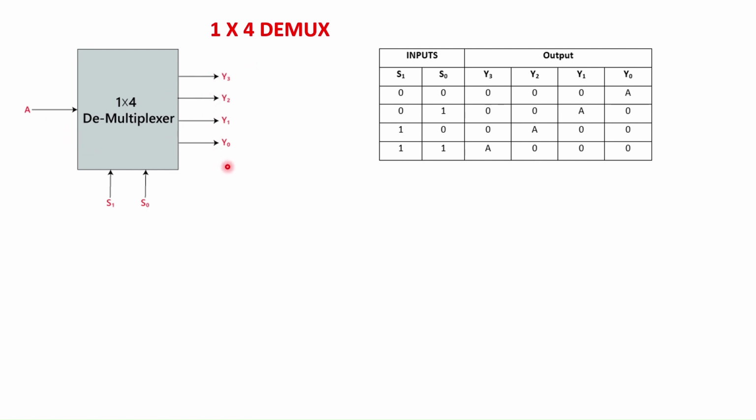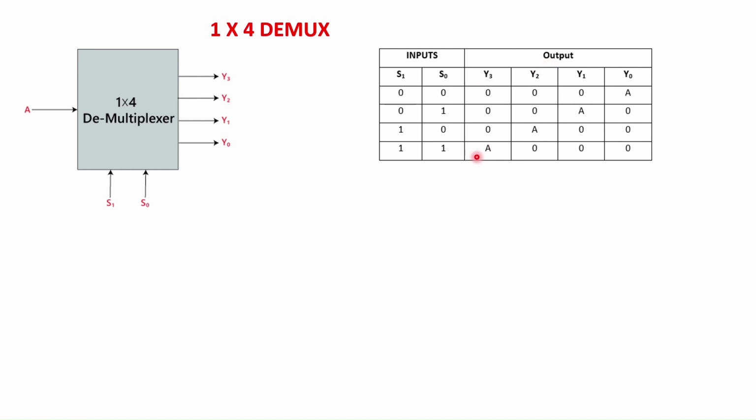When the selection inputs S0 and S1 are both 0, the applied input will appear across y0. When S1 is equal to 0 and S0 is equal to 1, the applied input will appear across y1. When S1 is equal to 1 and S0 is equal to 0, the applied input A will appear across the output line y2. When both the selection inputs are equal to 1, the applied input will appear across the output line y3.